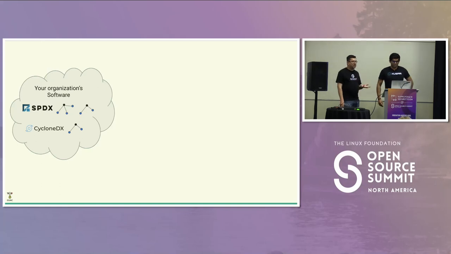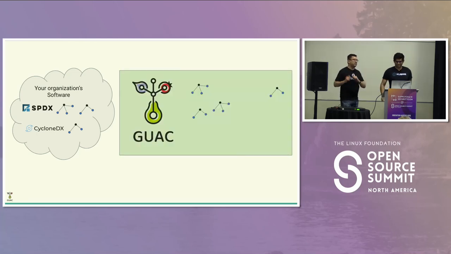And as a company, let's say you have your own software, your own dependencies inside the company and outside of the company, and now you follow the legislative order and you build SBOMs with SPDX or CycloneDX or whatever other format you want. What do you do with that? As I said before, we put them into GUAC and just copy them there. And now the question is, what do you do with that?